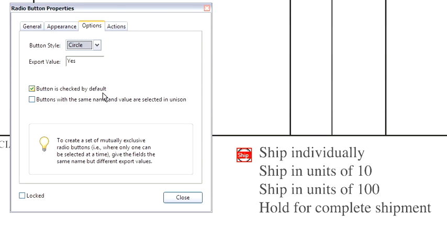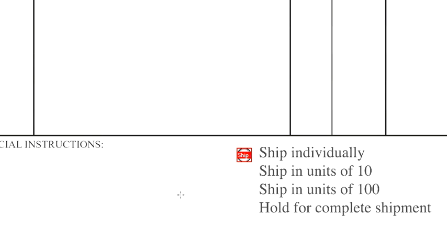I do want this button checked by default. I'm going to click Close. Now, I'm not done yet. What I haven't done is created the rest of the radio buttons. Now, I'm not going to create individual new radio buttons with the Radio Buttons tool. Instead, I'm going to select this button, hold the Control key down, and drag to create duplicates.